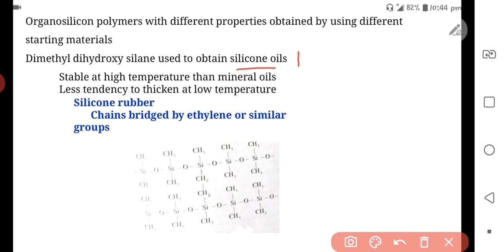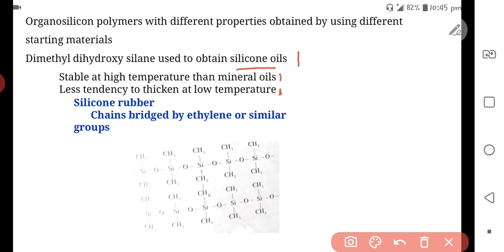The important property of silicone oils is that they are stable at high temperature, unlike mineral oils. Another property is that they have less tendency to thicken at low temperature. You know, when we keep oil at a very cold temperature, it gets thickened. But silicone oil will not get thickened. So these are the two characteristics of silicone oils.